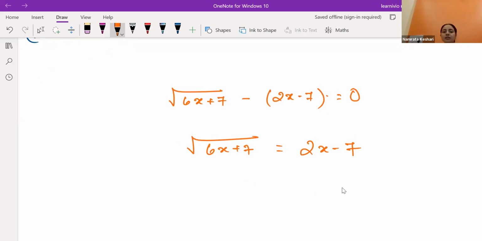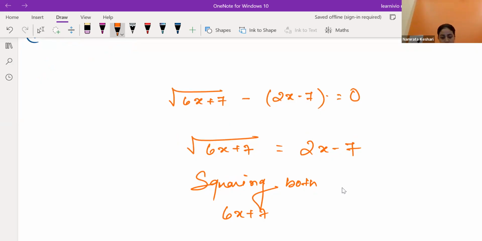And then we'll be doing a squaring on both sides, right? Yes. So on the other side we will be using a formula. This side it will be just 6x plus 7. So yeah, this is also very simple.